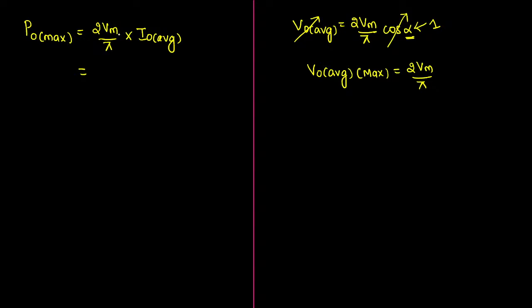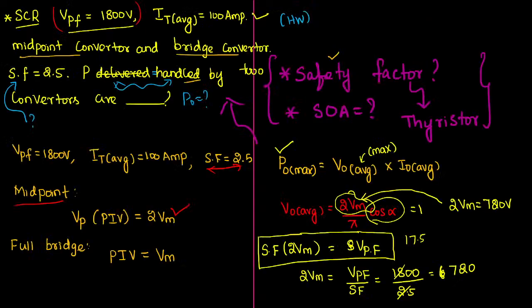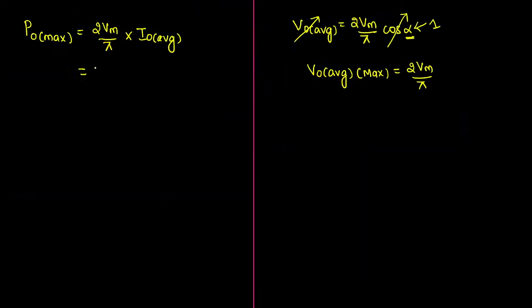Okay, sir. Now, it becomes 2 Vm by pi. Just now we figured out the value of 2 Vm, that equals 720, right? Yes, it is 720. You can substitute that value here, divided by pi. Now tell me, what is the expected average value of the output current?